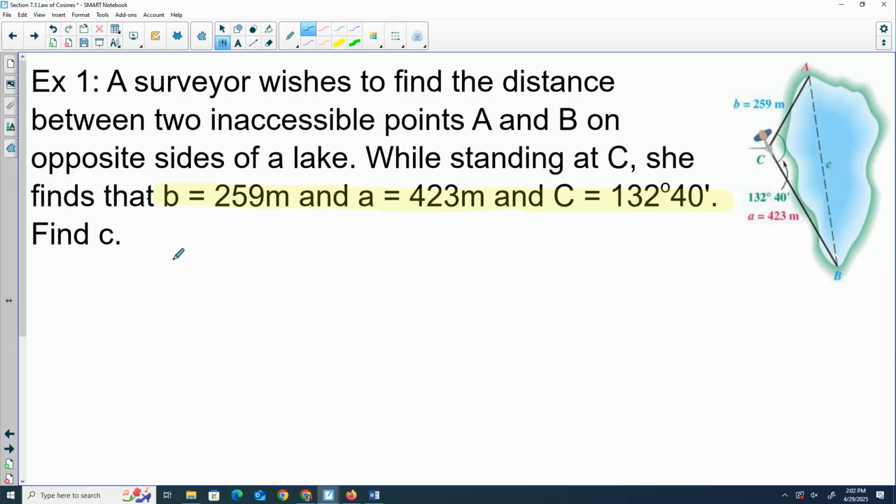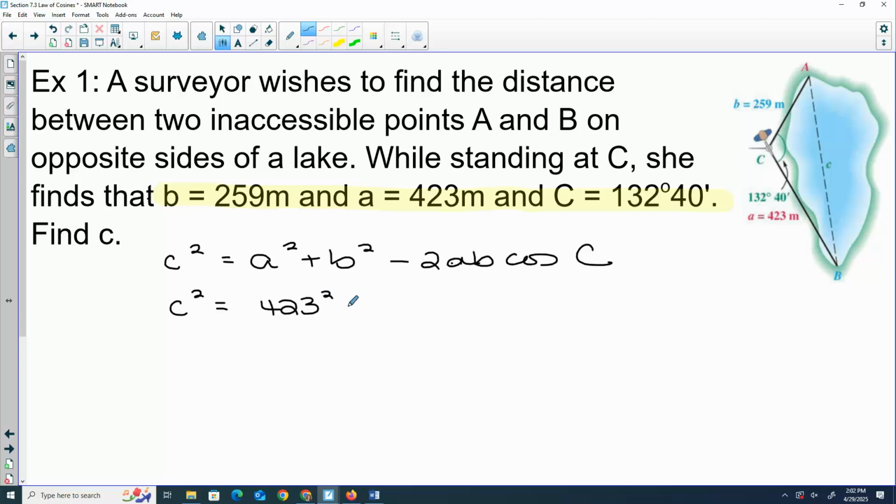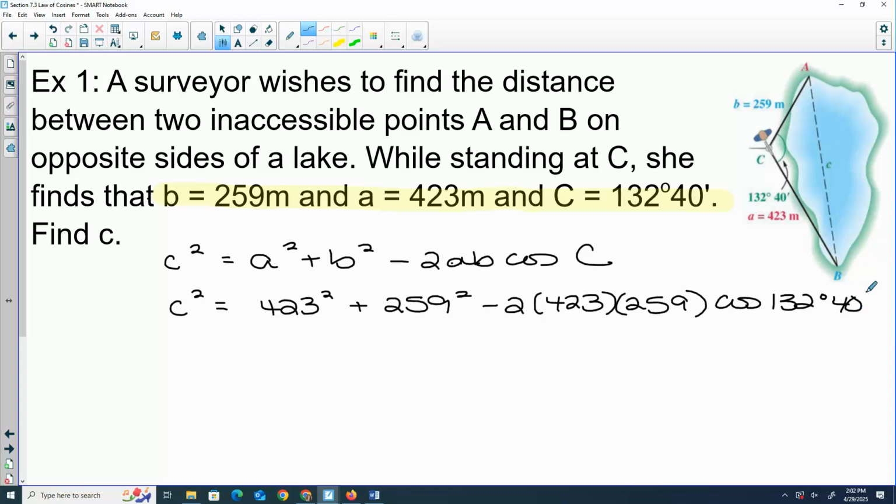We're looking for side c, so we would do the third one. c squared equals a squared plus b squared minus 2ab cosine of angle C. Plug in a is 423, b is 259, 2 times 423 times 259, cosine 132 degrees, 40 minutes.